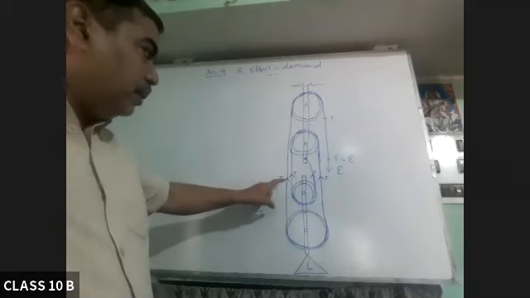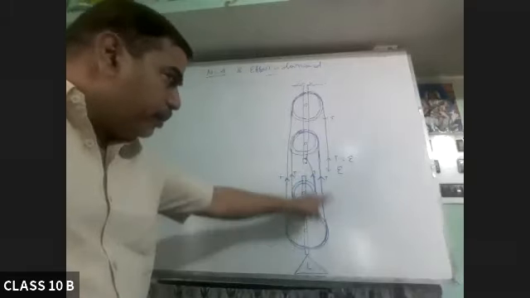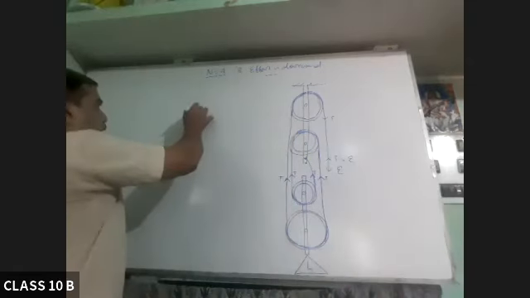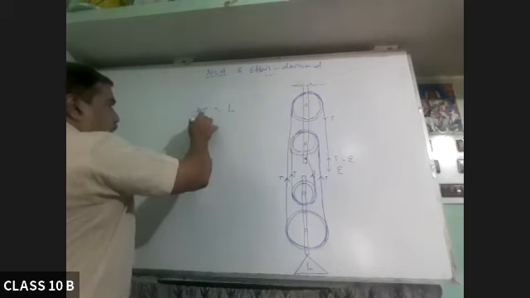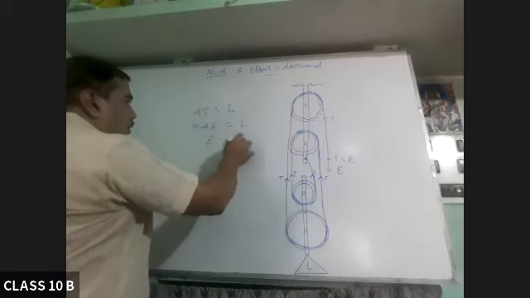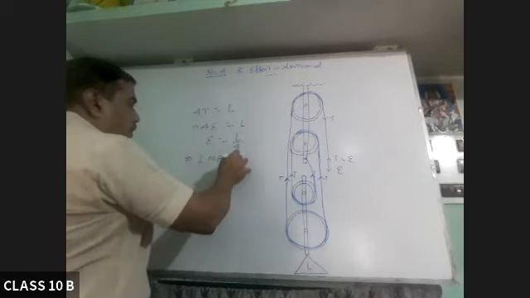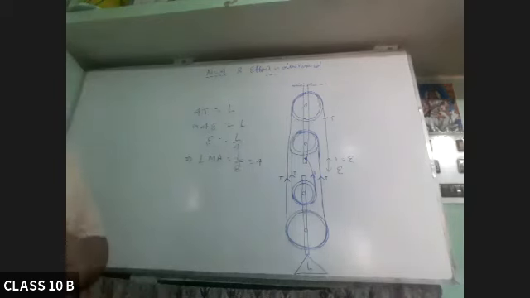So in this case, what is happening? This 1, 2, 3, 4, these 4 tensions are acting on this movable block. So 4T will be equal to L. That means T is the effort. So the ideal mechanical advantage will be L over E, which is 4. Ideal mechanical advantage or velocity ratio.